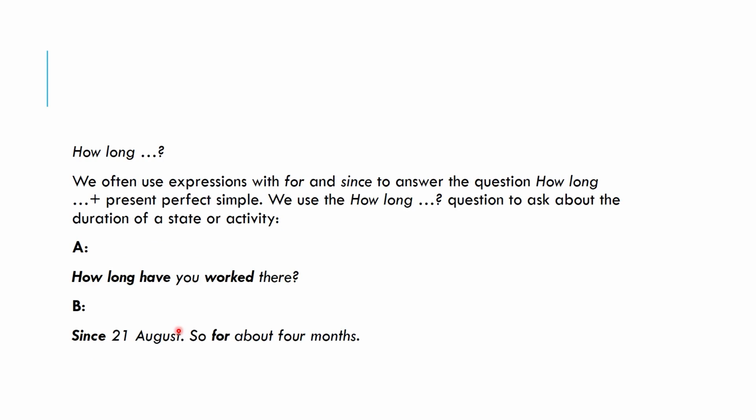Okay, now how long? We often use expressions with for and since to answer the question how long plus present perfect simple. We use the how long question to ask about duration of a state or activity. Okay? So we use since or for to answer the question how long. Now look at the example. How long have you worked there? Now look at the answer. Since 21st August. Okay? Or so far, about 4 months.